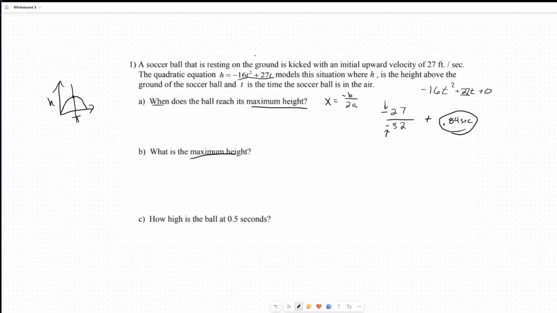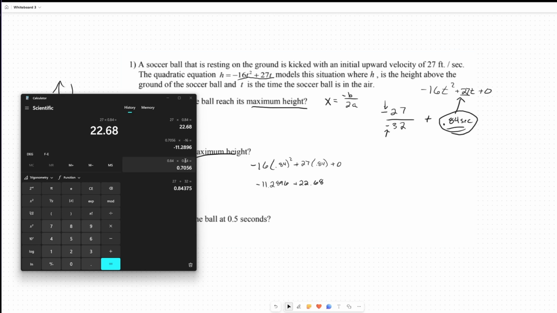Well, to figure out what that maximum height is, all we have to do is take that 0.84 seconds and plug it into our quadratic equation. So let's go ahead and do that. We're plugging in 0.84 for our t's here. So we're going to have to square it, multiply it by negative 16, and then multiply it by 27 and add that all together. Do that in your calculator now to see if you get the right answer.